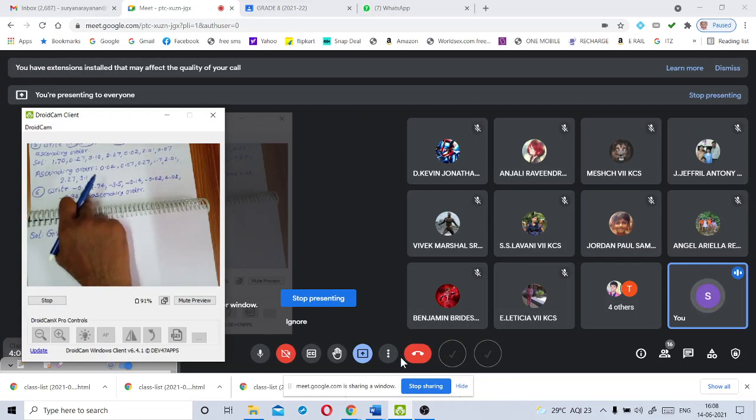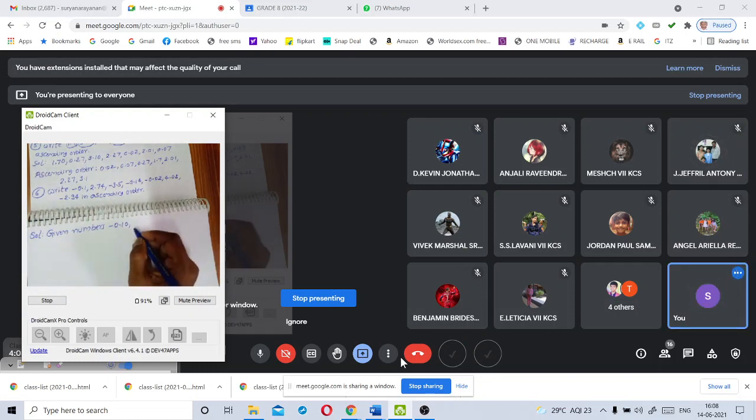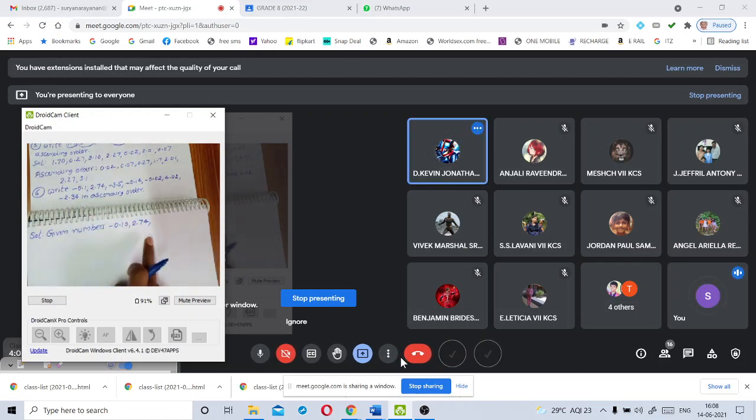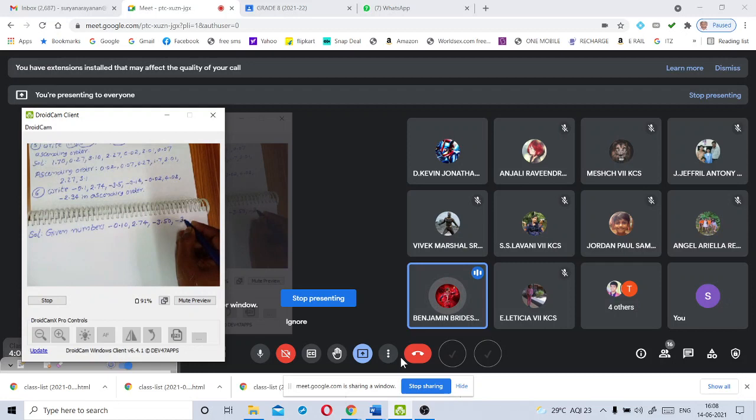Okay. Then how do you write the first number? Minus 0.10. Very good. Next number, 2.74. We write this number as it is because there are already 2 decimal places. Next number, minus 3.50. Next number, minus 3.14.